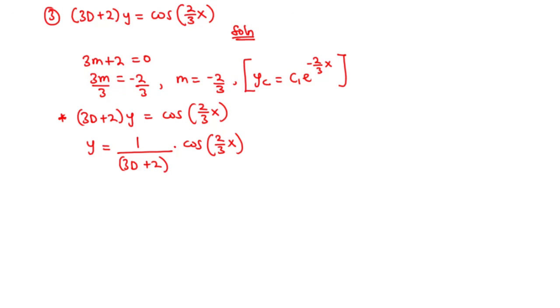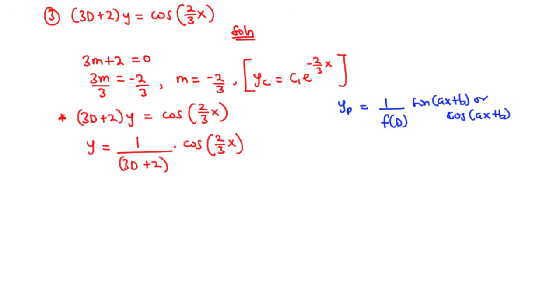Now, we said in the previous example, in example 2, that when you have yp equals 1 over f of d times g of x, where g of x is either a sine or a cosine function, or cos, let's say, ax plus b, then we are going to put d squared equals negative a squared and so on and so forth.